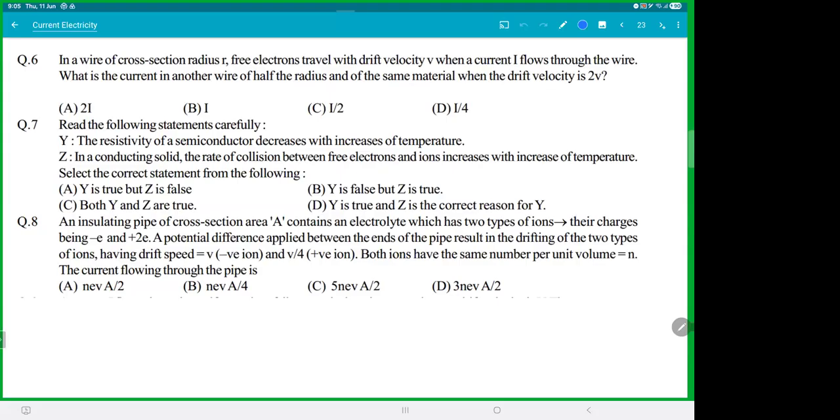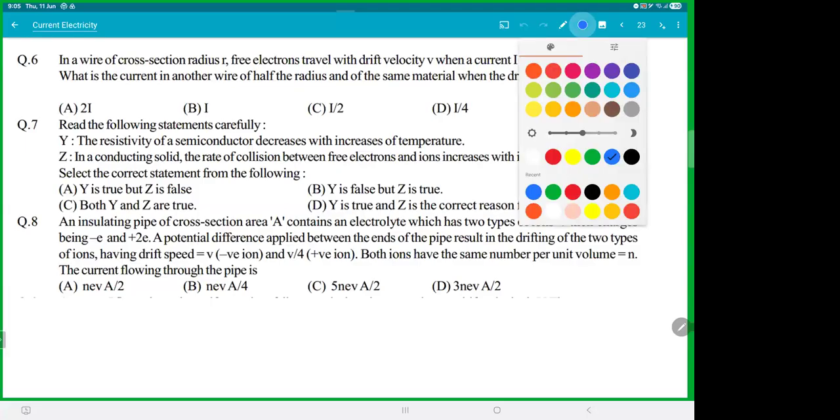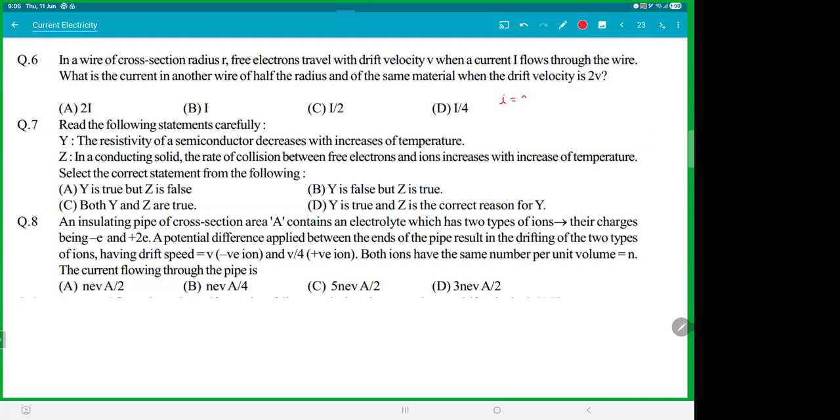Okay, let's see the first one. In a wire of cross section of radius r, free electrons travel at velocity v. When the current I flows through the wire, what is the current in another wire of half the radius of the same material? So look at the formula here. I is equal to nEAv_d. It said same material, so n will be the same. e is the electron charge, that also will be the same. So I is proportional to area into velocity, right? And area is nothing but pi r square. So the current is proportional to radius square into velocity.